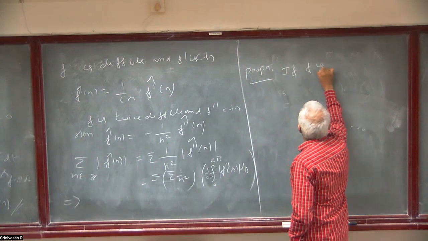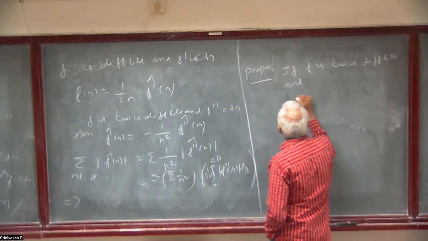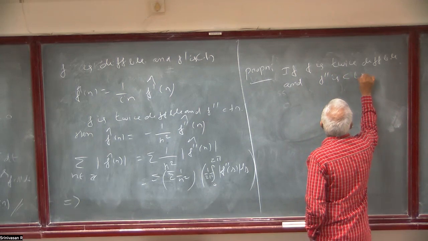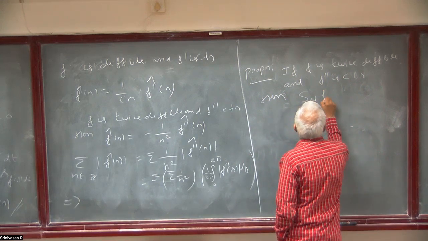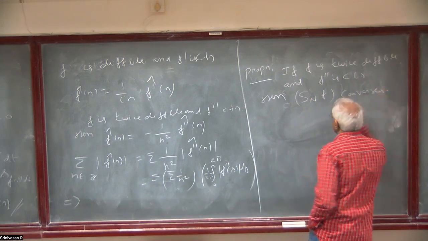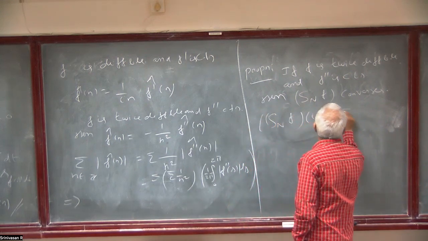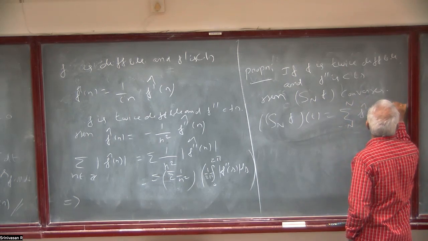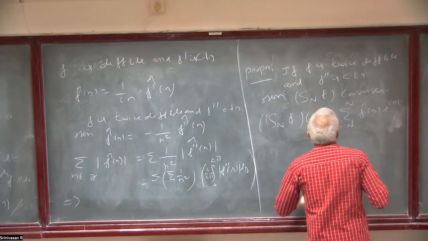If f is twice differentiable and f double prime is continuous, then this SNF converges, where we defined SNF at t equal to the summation from minus n to plus n of f hat n e power int. If you want to show this series is convergent, it's enough to show it's absolutely convergent. Okay, I mean, sorry, SNF converges uniformly.